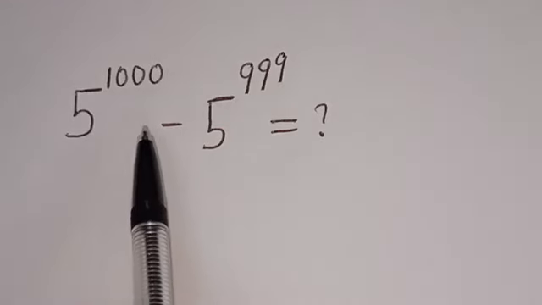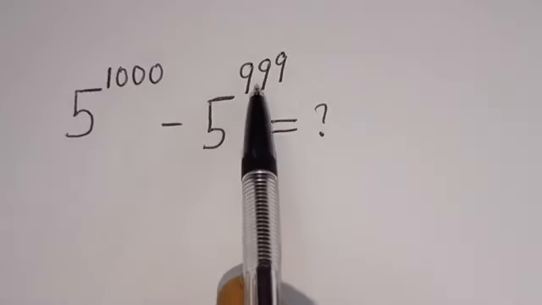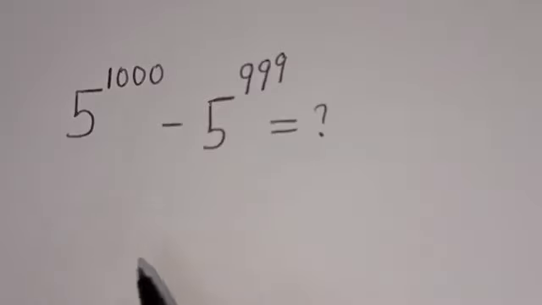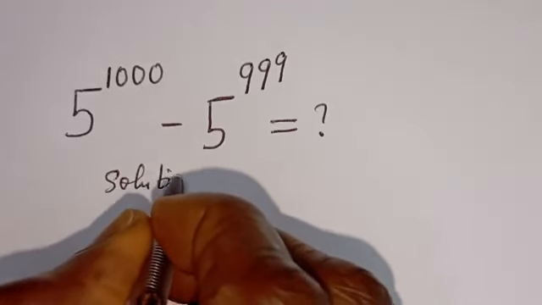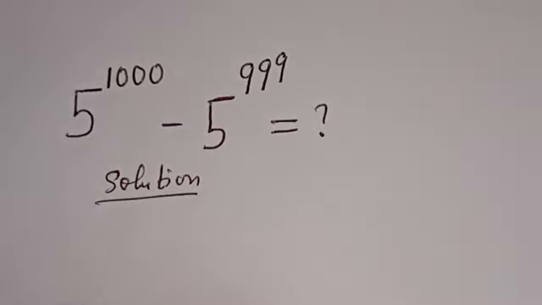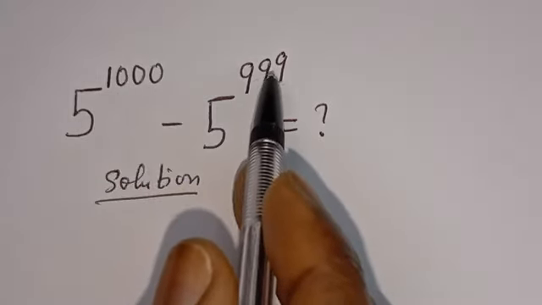Hello, how to simplify this nice math problem without using calculator? 5 to the power of 1000 minus 5 to the power of 999. Solution. Here we have 5 to the power of 1000 and this is 5 to the power of 999.